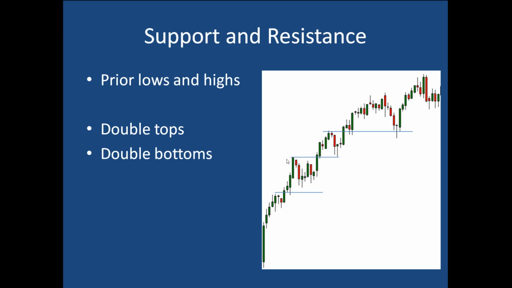We also have double tops and double bottoms. So this here would be a double bottom because we bottomed once, then came back to it and bottomed twice. And we also have a double top. We have a high here and another high here at the same level. And with double bottoms and double tops, they often reverse. So we have a double top and a reverse down.